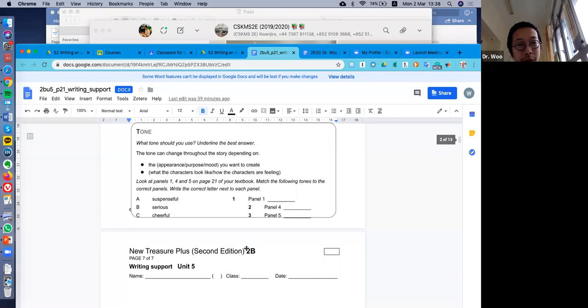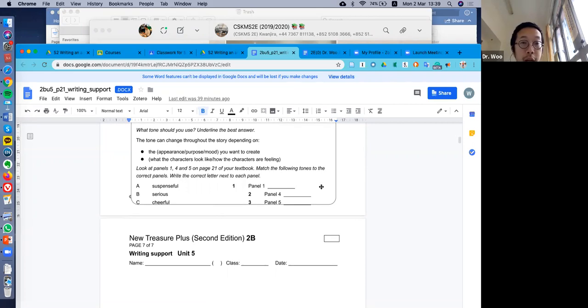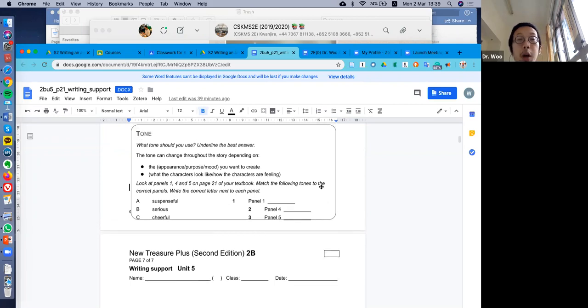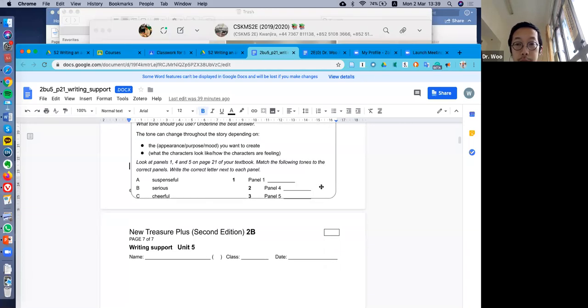Now, if we are to entertain, I think it's possible that it takes different tones. It can be suspenseful, you can be serious, you can be cheerful, okay? It can also change. So ultimately, our job is to entertain. Just like there are different types of tones in movies, in a story that you write, you can have different tones.